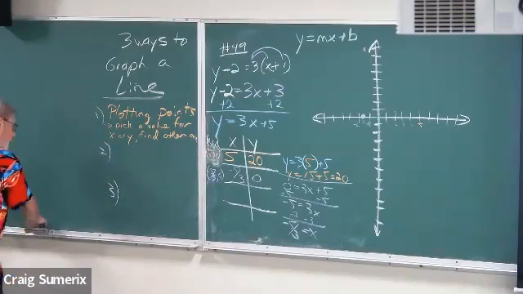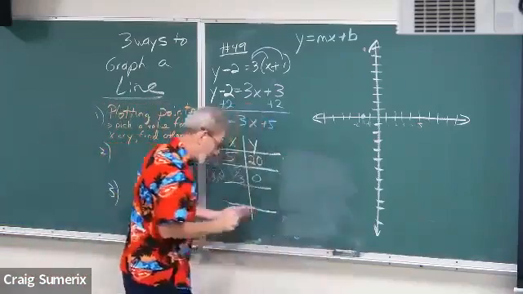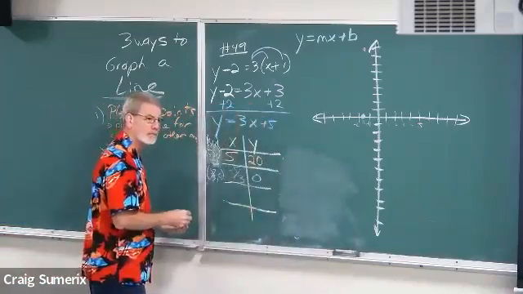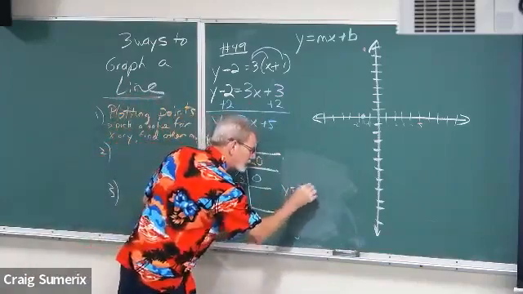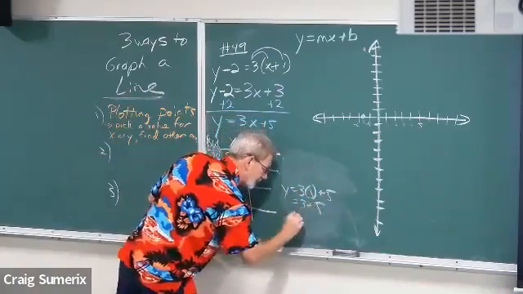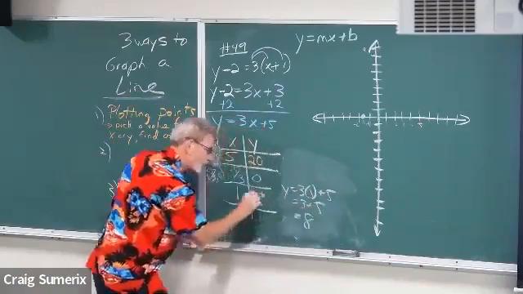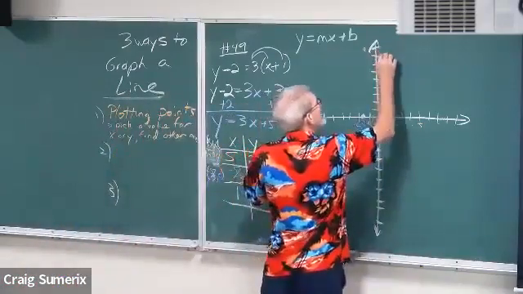But what if we pick something like, oh, I don't know, 1 for X? Okay, if X is 1, then Y is equal to 3 times 1 plus 5. 3 plus 5 is 8. Oh, can we graph that point? 1, 8, boom.